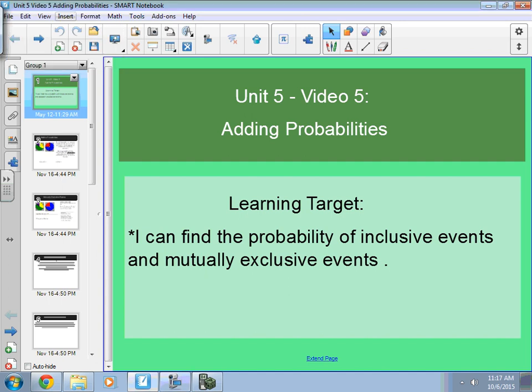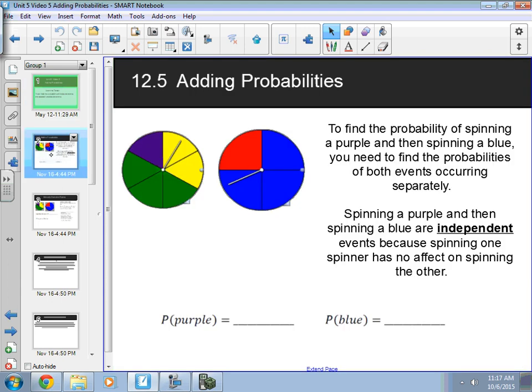Today we're going to look at adding probabilities. The learning target is that you can find the probability of inclusive events and mutually exclusive events, which we will talk about.